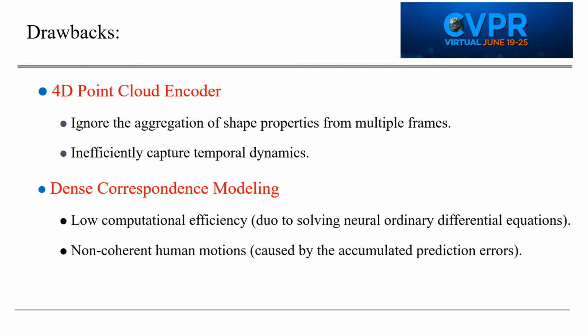There are some drawbacks in this framework. Firstly, the 4D point cloud encoder ignores the aggregation of shape properties from multi-frame and inefficiently captures temporal dynamics. Secondly, the method of dense correspondence modeling suffers from low computational efficiency due to solving neural ODE, and the accumulated prediction errors lead to non-coherent human motions.